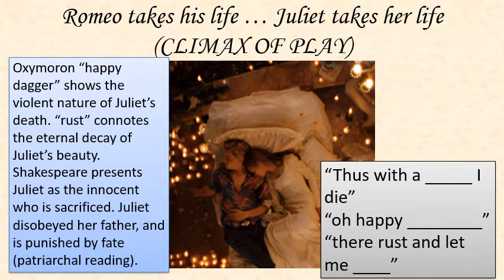When Romeo dies, the first quotation is Romeo. This aligns love with death. He says, thus with a kiss I die. When Juliet dies, she uses this oxymoron, oh happy dagger. There rust and let me die reminds us of the eternal decay of Juliet's beauty and reminds us of her untimely death in her youth.